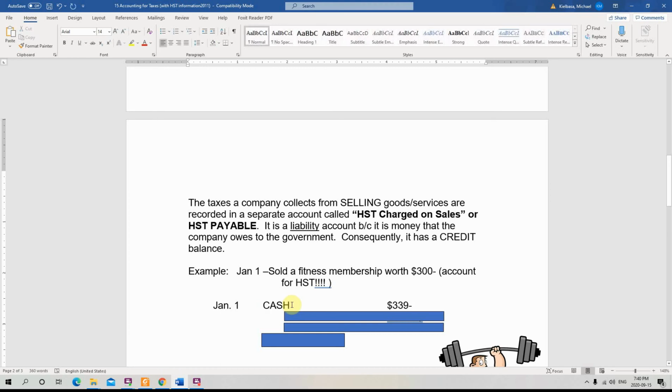So cash is going to be debited. Now you have to record the fact that revenue is going to be credited for $300, and then you have to record the tax. So HST, we made a sale, so HST charged on sales is going to be the additional $39. Okay, so again, sold the membership.